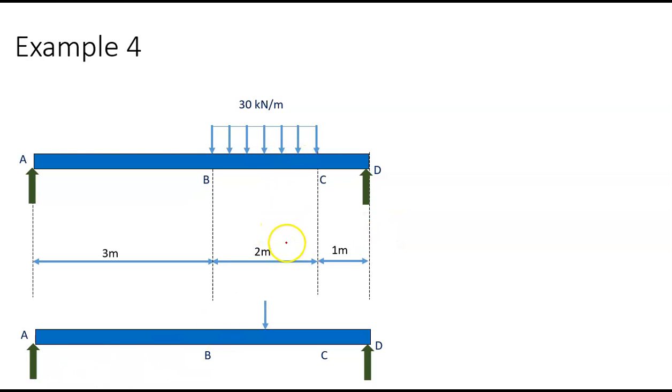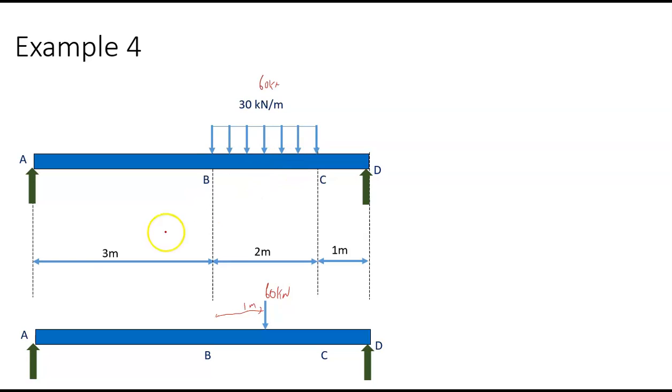For the purposes of calculating the reaction forces, this load here is 30 kilonewtons per meter. It is 2 meters, so that's the equivalent of 60 kilonewtons, acting at the centroid of this, so that's 1 meter in. That distance there is 1 meter.